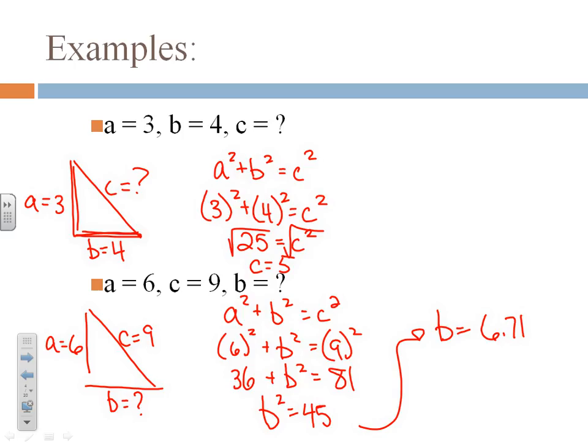Pretty simple stuff, right? It takes a little bit of practice, so you have a practice worksheet. Go ahead and do that now.